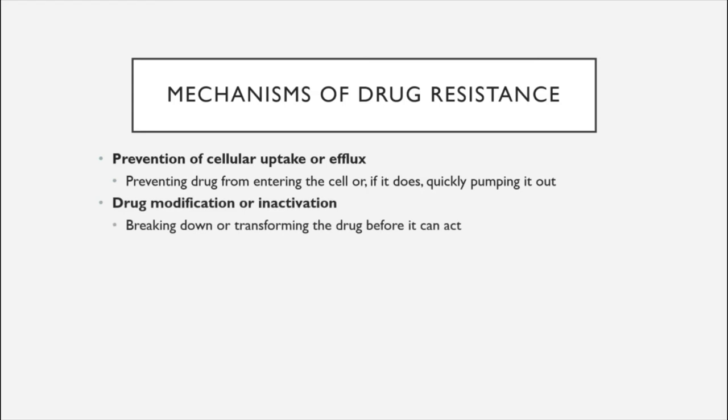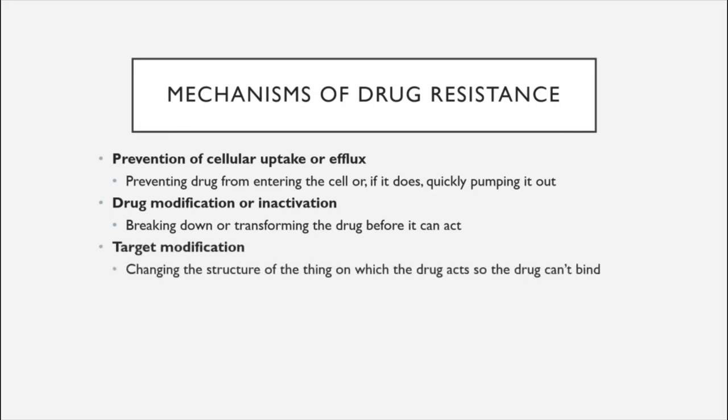Another way is drug modification or inactivation. What this means is that microbes may have developed a special enzyme that can break down the drug or transform it into an inert form before it can act on the cell. Target modification describes another resistance mechanism wherein the microbe evolves a different structure for the enzyme or the compound on which the drug normally acts, and this prevents the drug from binding to, attaching to, and targeting that structure.